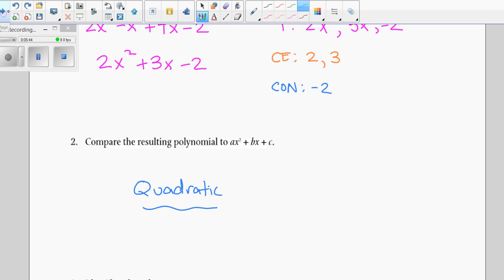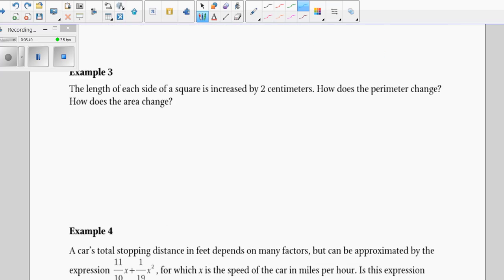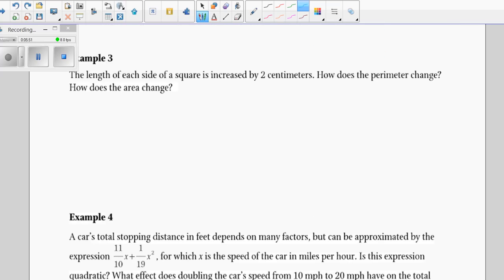Alright. So we're going to skip example 2 because that's the newer part, and we're going to go to example 3. It says the length of each side of a square is increased by 2 centimeters. How does the perimeter change and how does the area change? Well, we're talking about a square, and remember in a square, all of your sides are the same. So, if we have a square and we want to talk about the perimeter of a square means that we're going to do side length plus side length plus side length plus side length. So 4 side lengths, they're all the same, so that's the same as just saying 4x.